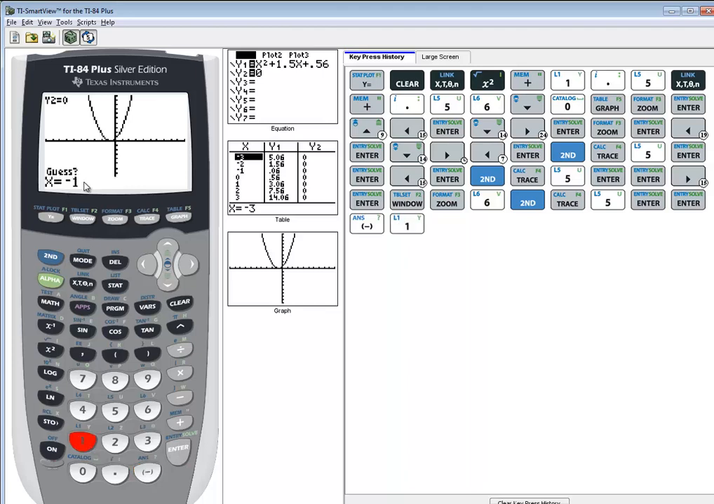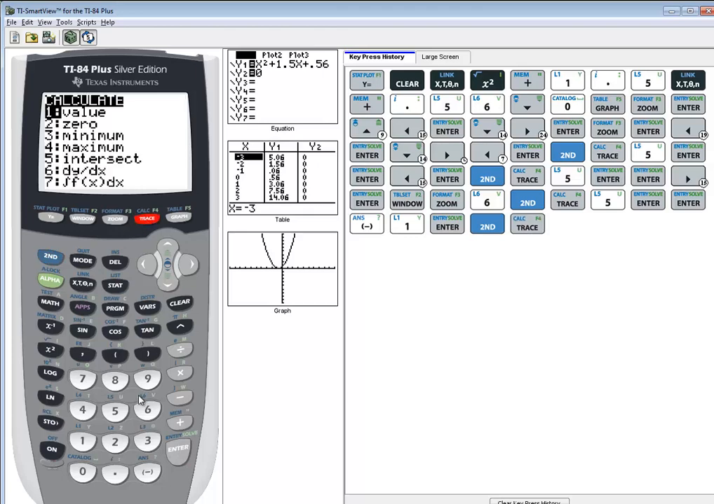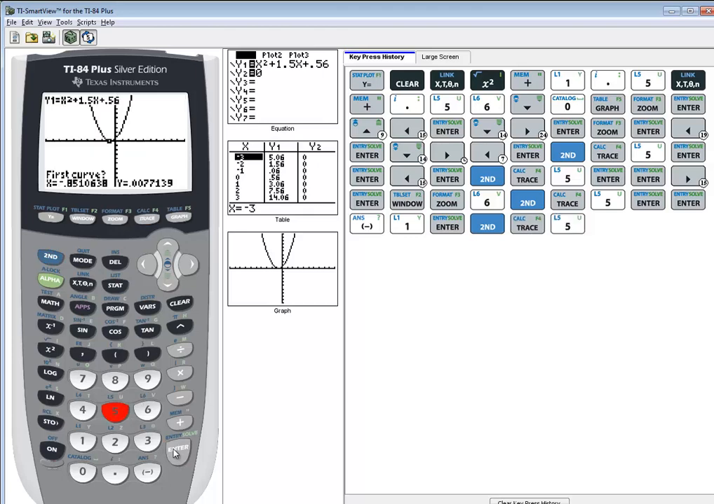You can actually type in what you think the guess is, and you want to choose an x value close to the answer you're trying to find. Then I press enter, and see how it comes back and gives us -0.8. And then I could have chosen 0 on this side to see if there was another answer. So if I do second trace, choose intersect, enter, and I'll put 0 in. And that'd give me my other answer.